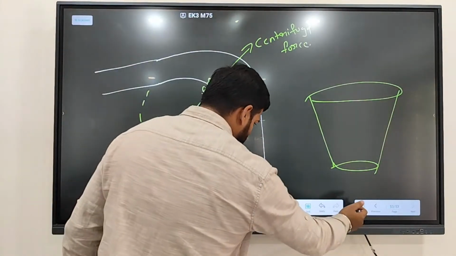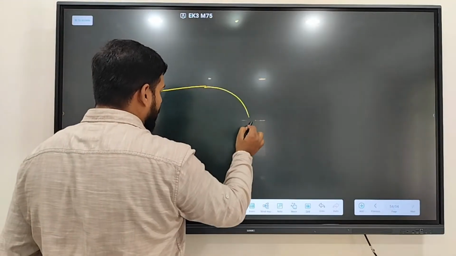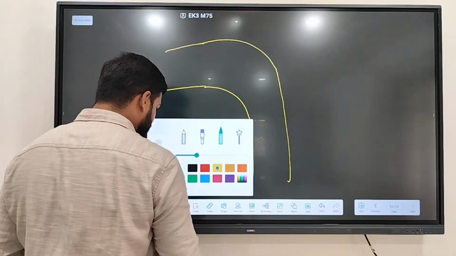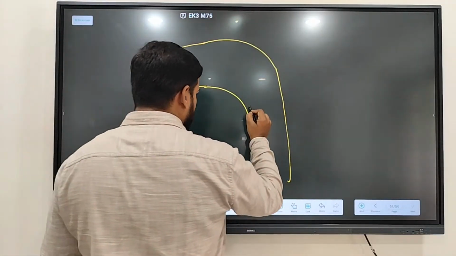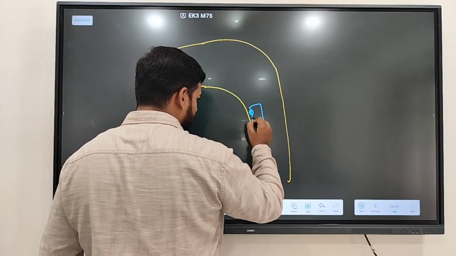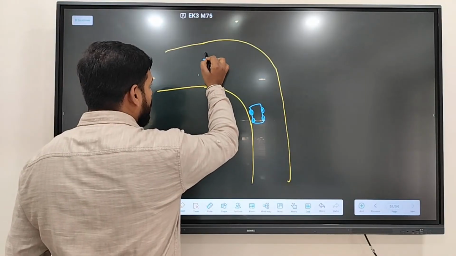In an examination they have asked, a car is moving in a circular path. Let's say a car is moving here, and here is another car.